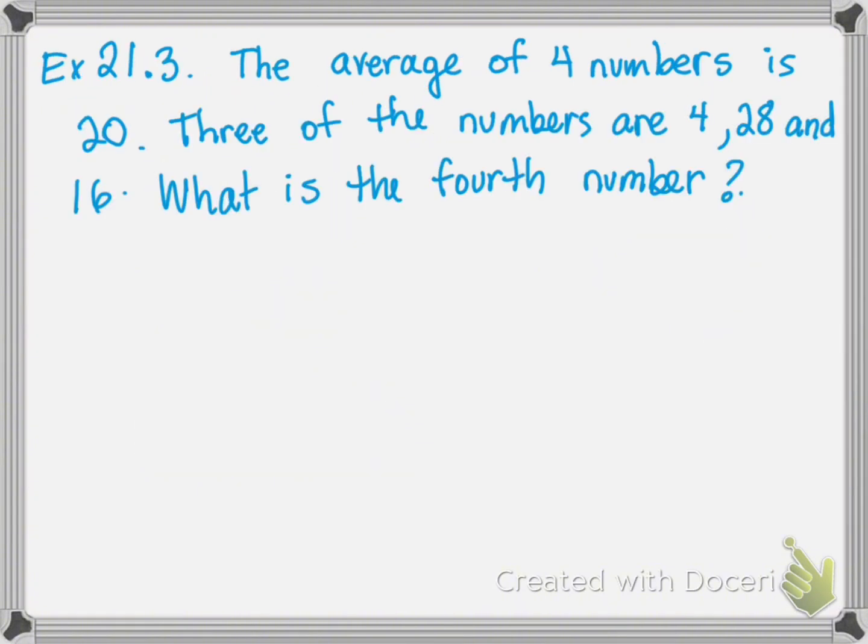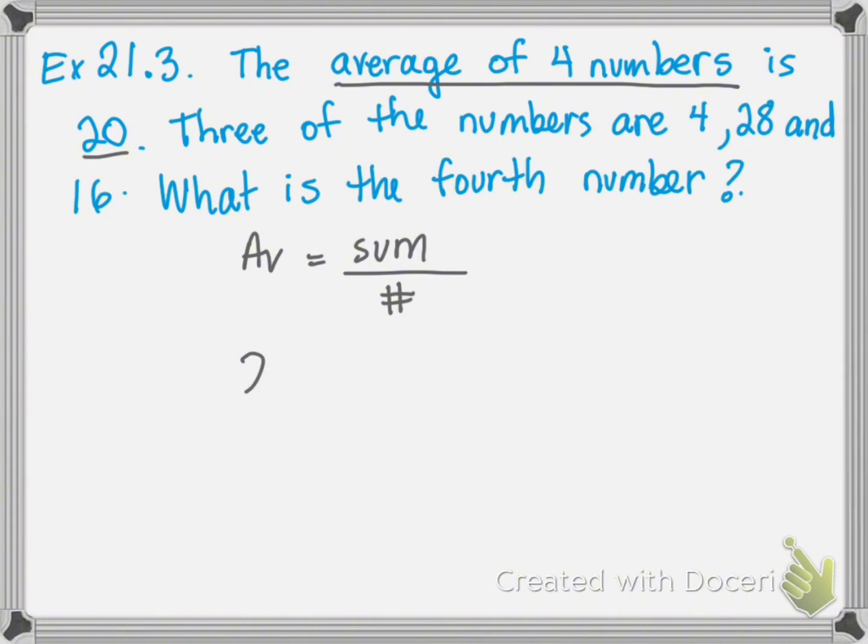In the next example, they give us the average of 4 numbers, which is 20. So if I have my formula, say average is the sum over the number of numbers, they're telling me that the average is 20, and the sum we don't know, but we know that there are 4 numbers. And they give us 3 of those numbers, the 4, the 28, and the 16. And we don't know what is the other number, so we'll put an X there for a variable. So how do I find that X? Just solve that equation like any other equation we've done.